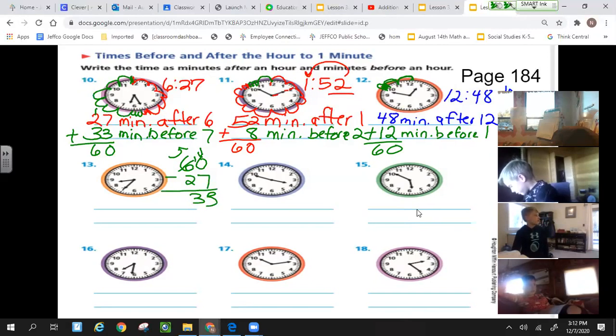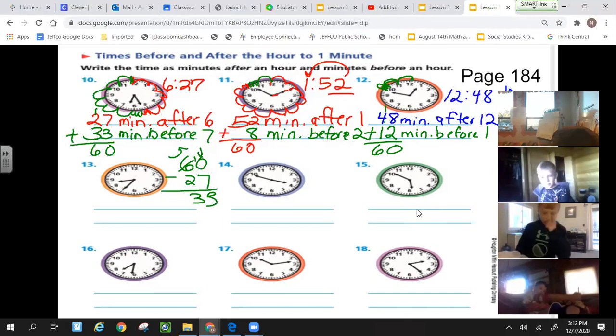10 plus 2 more. 12. Excellent. And we know 8 plus 2 is 0. Carry the 1. It would equal 60. If you don't check it, you might get it wrong. So it's good to check your work. There are 12 minutes before 1.